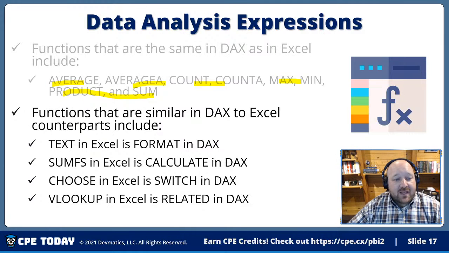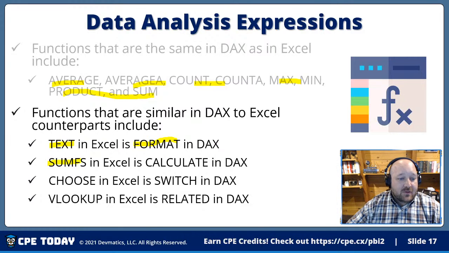For example, inside of Excel, when we want to take a value and format it in text, so if I take a number, for example, and I want to format it as a specific calendar way, where it says maybe the full date of like April 30th, 2020, well, I would do that through the text function. Well, text doesn't exist in DAX. We instead use the format function.